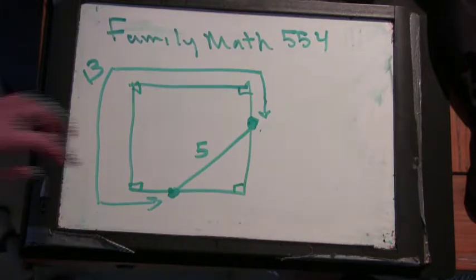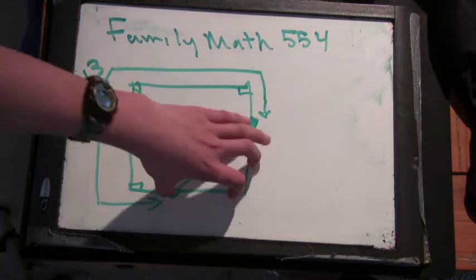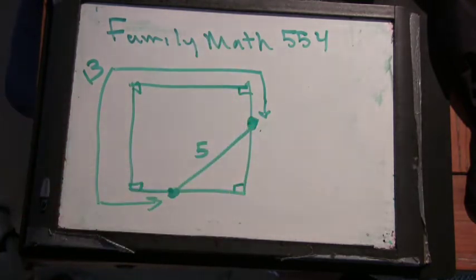Because we know that this length plus this length just equals this length plus this length. That's true. That's one thing we know. And we know it's a square. We know the perimeter is bigger than 13. Yep.